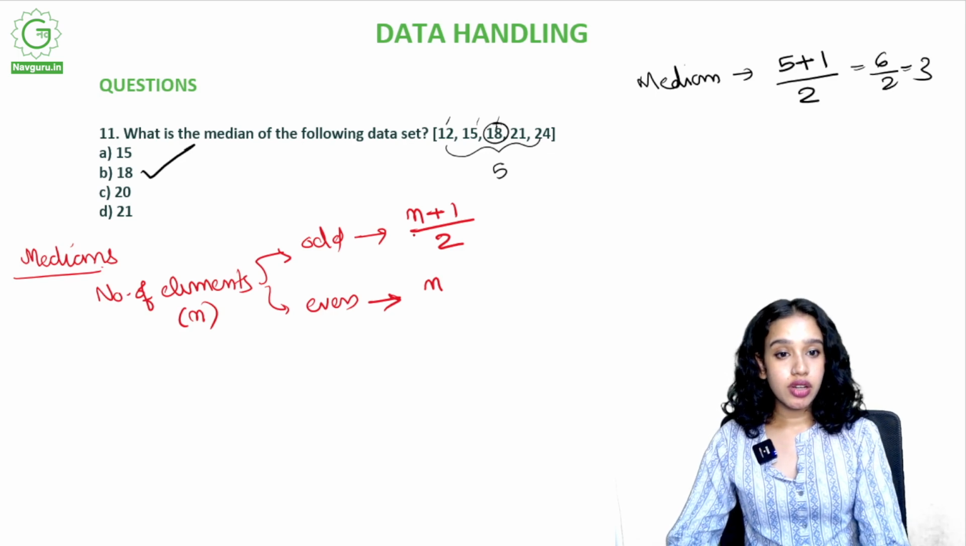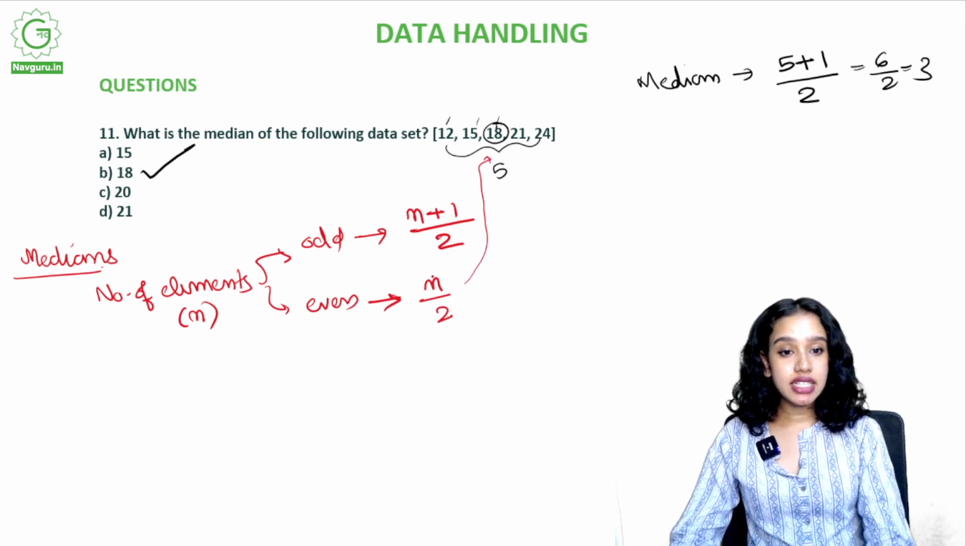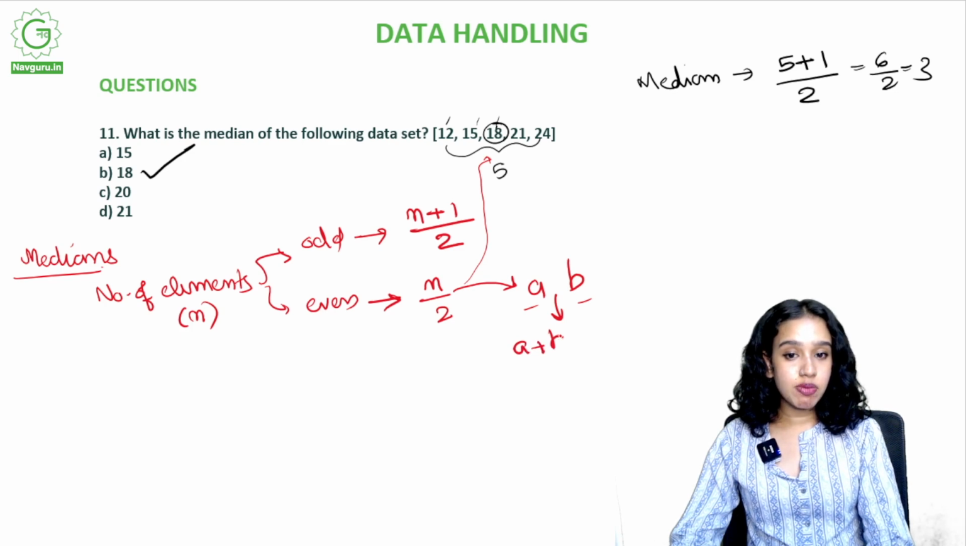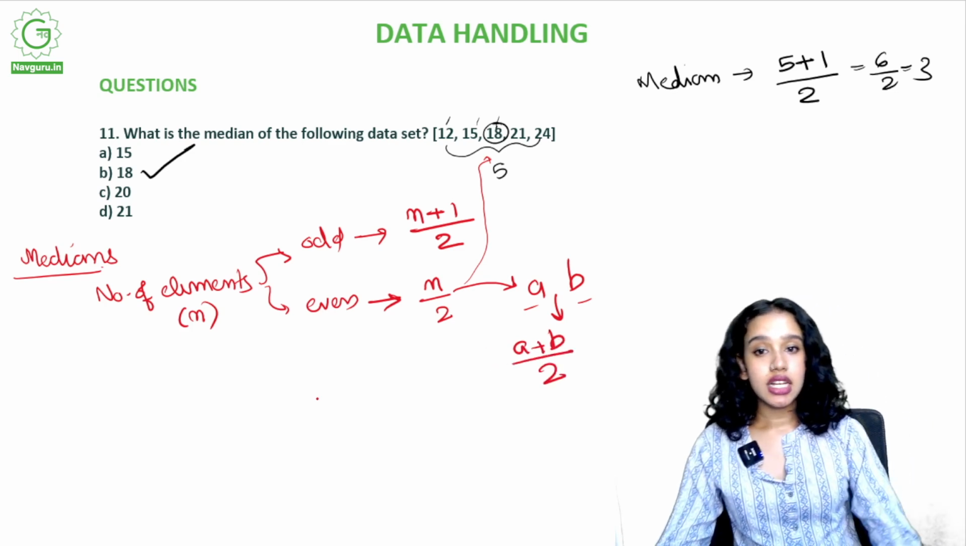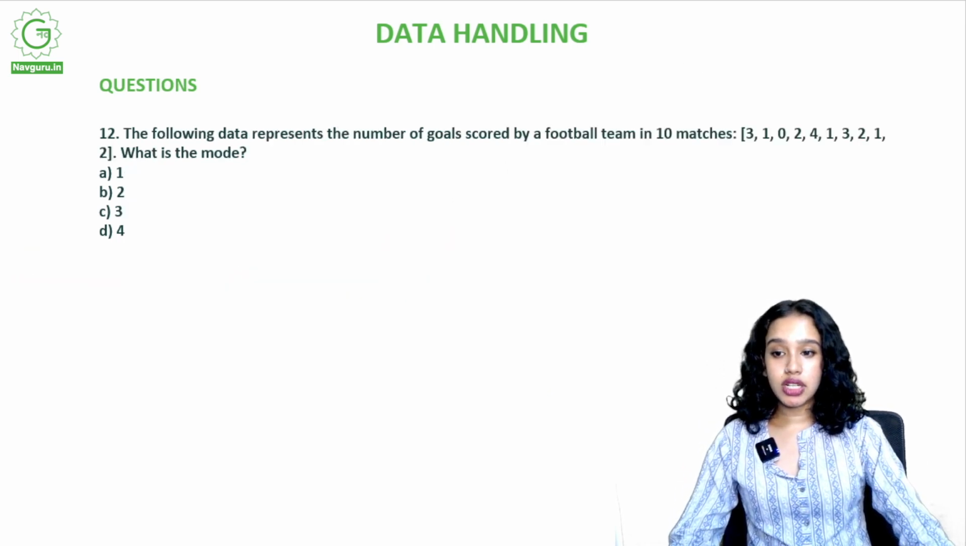Now, we'll take the number of elements divided by 2, right? And then we'll find out which element this is. Say this element is A and the next element to it is B. So how do we find it? We take (A plus B) by 2 and that gives us the median, right? Now, what is the median of the following set? We found the answer here. Now, let's move on to the next question.